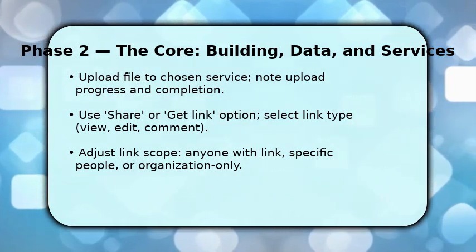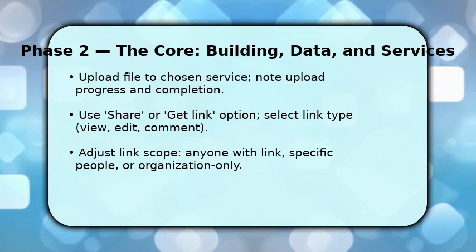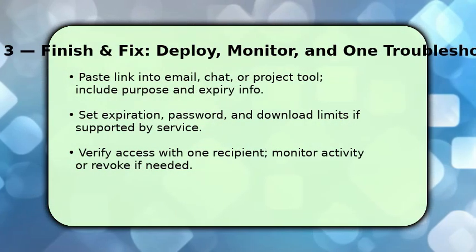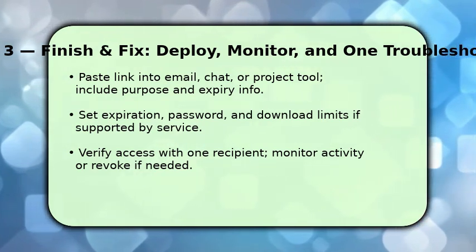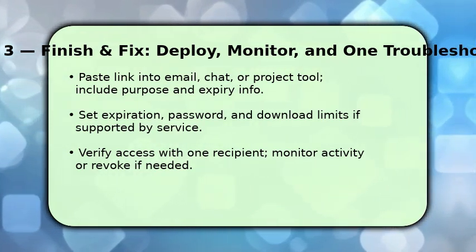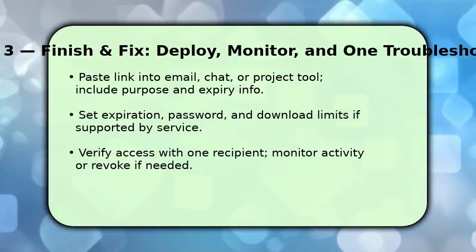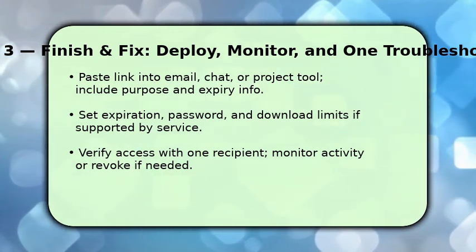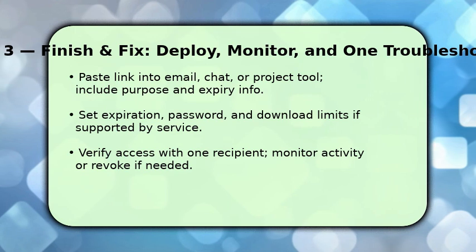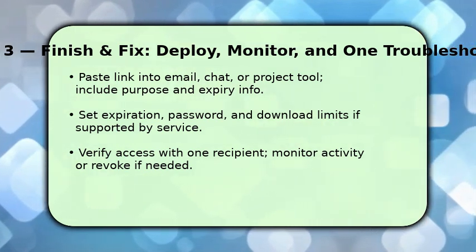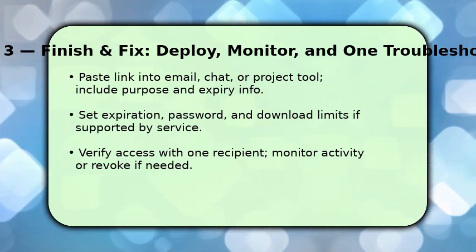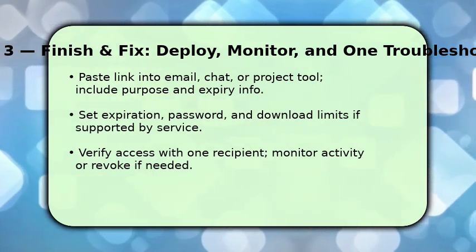To finish, you share the link and lock down access. Paste it into an email, chat, or project tool and state why you're sending it plus any expiry or action required. If the service supports expiration dates, passwords, or download limits, set them now to reduce risk. After sending, verify access with at least one recipient to confirm permissions. If anything goes wrong, revoke the link, adjust permissions, and resend.